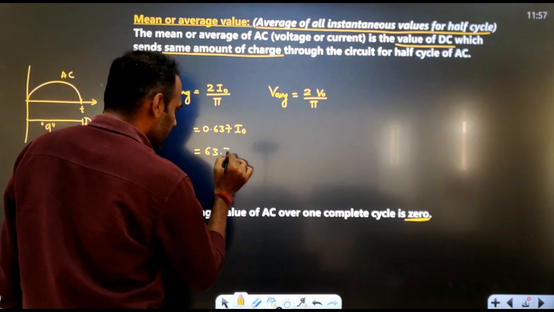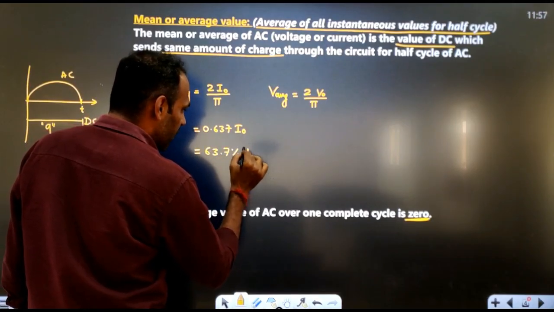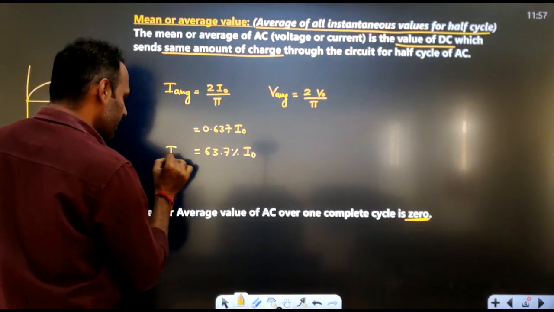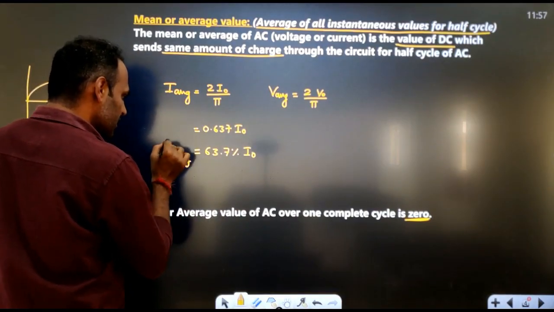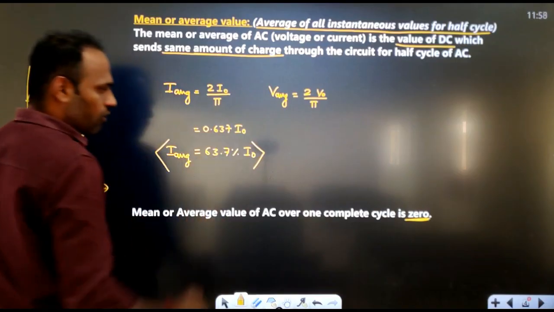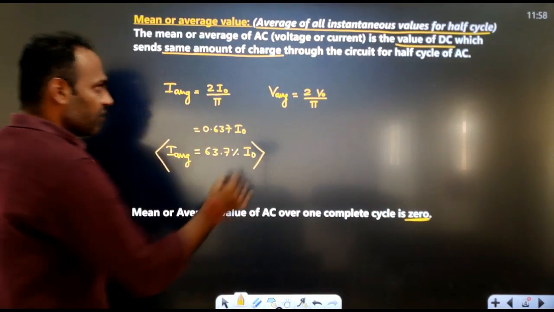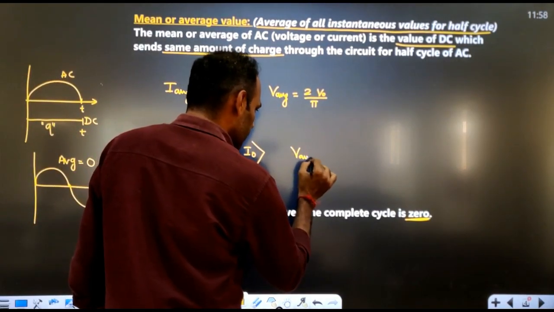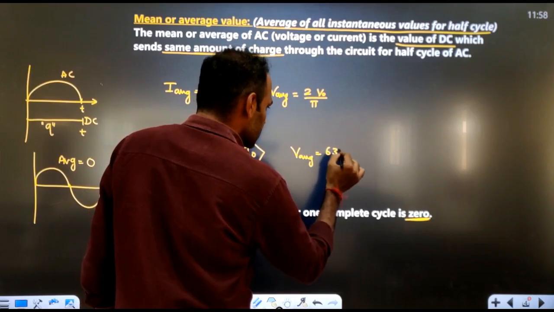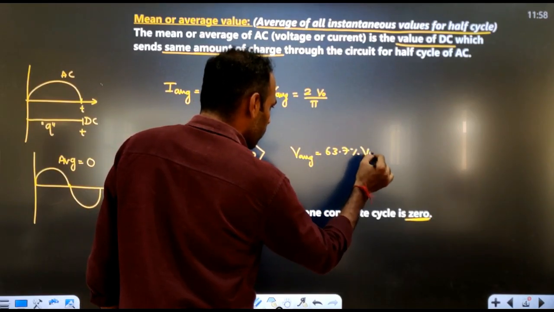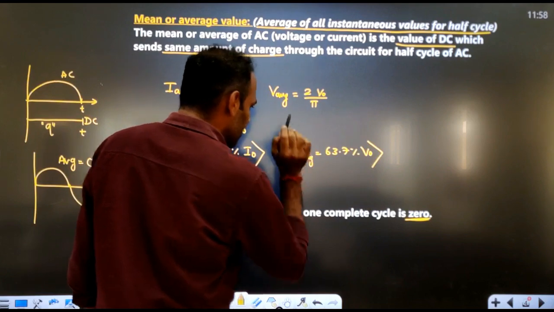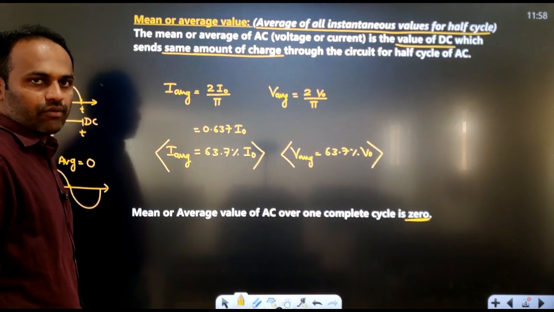0.637 means 63.7% of I naught. So average value is 63.7% of peak value, right? We can write average voltage also like this only. Average voltage is equal to 63.7% of V naught. So 63.7% of the peak value is what we call the average value.